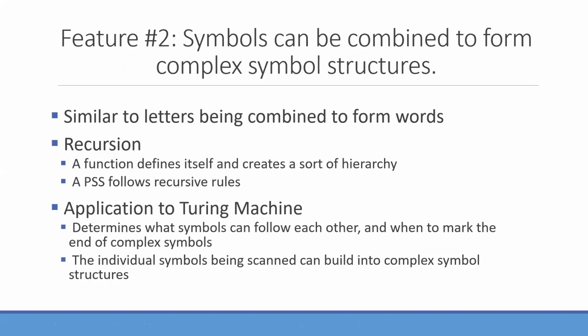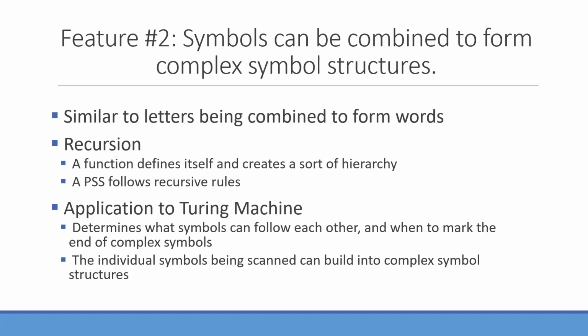This exhibits the concept of recursion. Recursion occurs when a thing or function defines itself and creates a hierarchy. A physical symbol system follows recursive rules. These determine how to get from one combination of symbols to a more complex combination that is still accepted by that system.